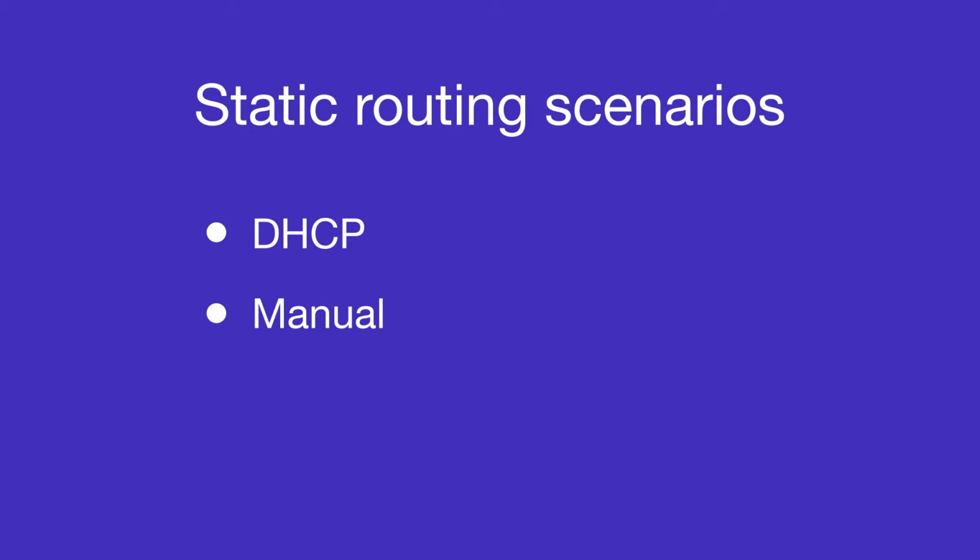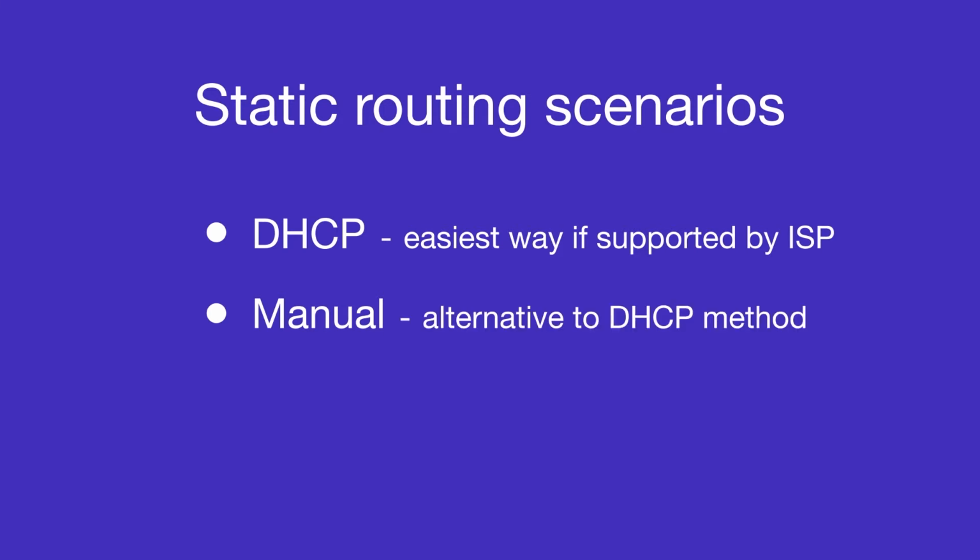In order to use the DHCP mode, check with the ISP to make sure they provide the DHCP server mode. If they do, DHCP is the easiest way to configure static routing. This way, the FortiGate and the internal PCs will get the gateway and DNS information from the ISP router.